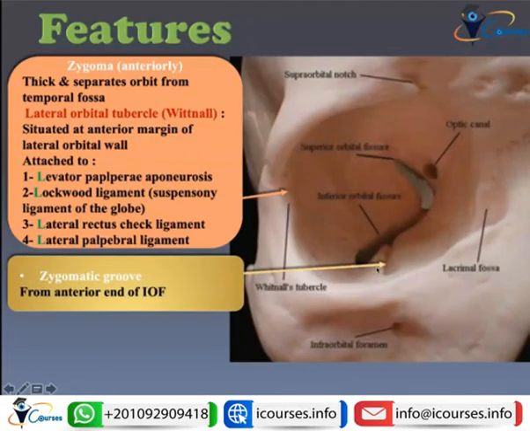And what are other important features of the lateral wall? We have the zygomatic groove. This zygomatic groove arises from the anterior end of the infraorbital fissure, and it will transmit the zygomatic nerve.